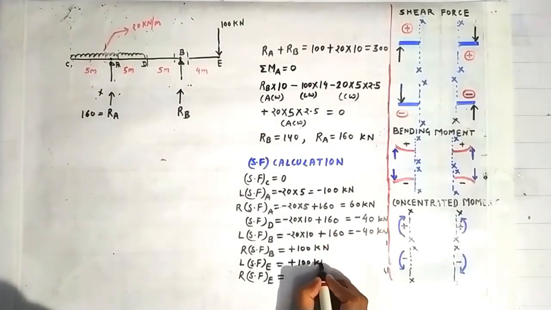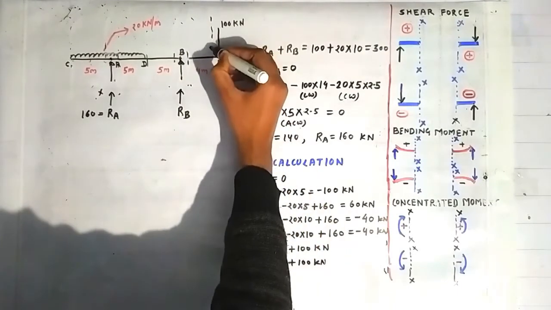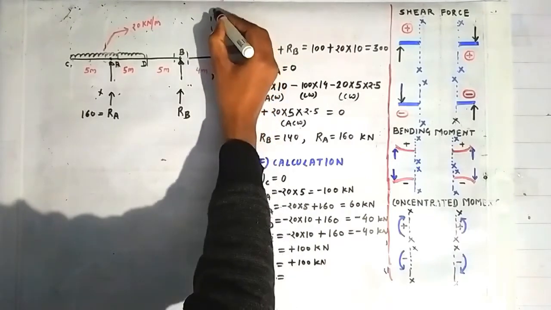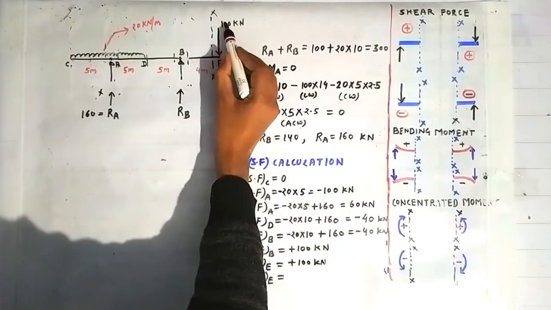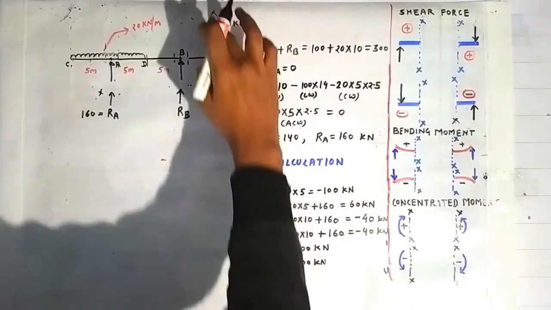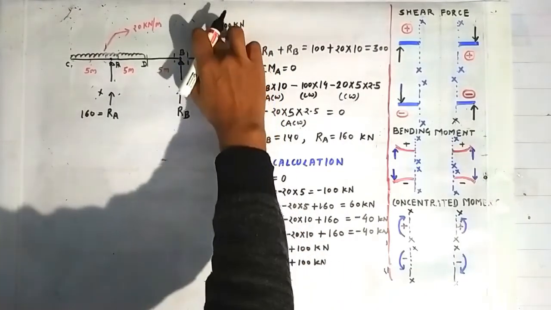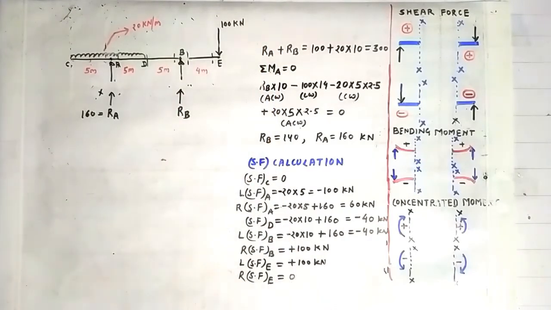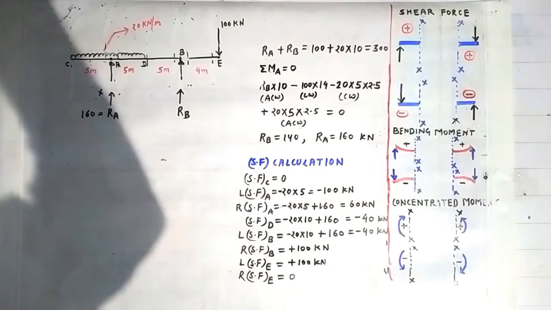You can do it by constructing a section here on the left side of the point E, and looking on the right side of the section, you can see that this force is contributing toward a shear force of 100 kilonewton, and shear force at the right side of the point E is 0 because the beam terminates on the right side of the point E. Now we will draw the shear force diagram.